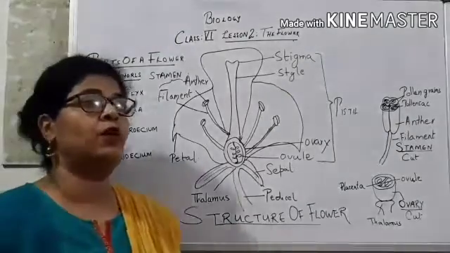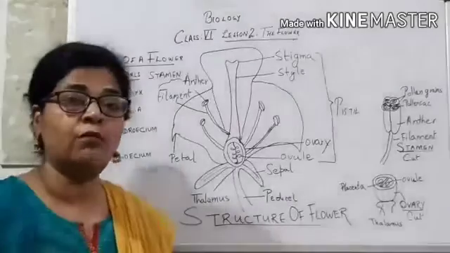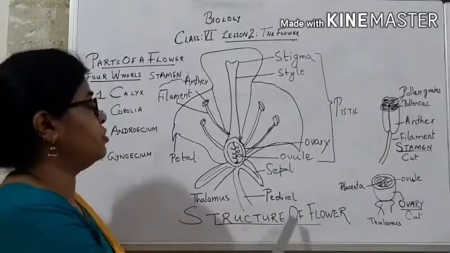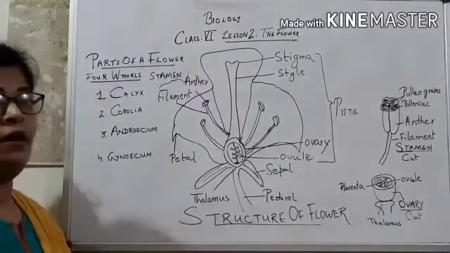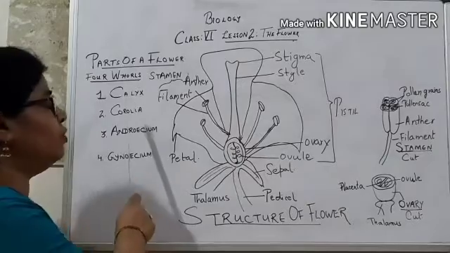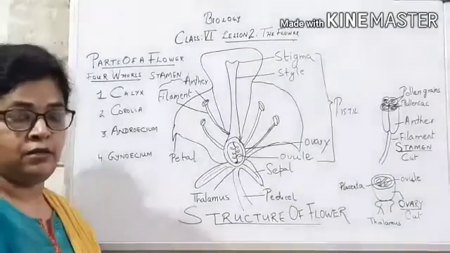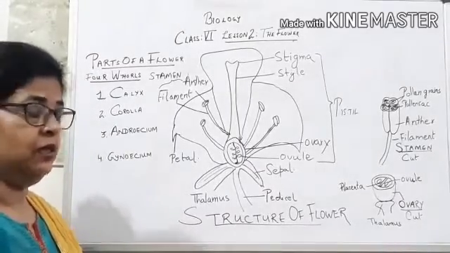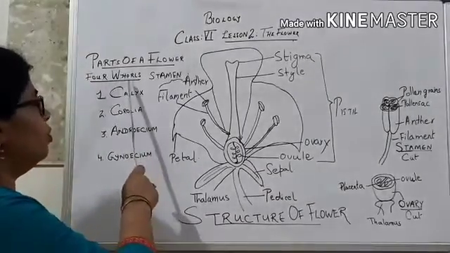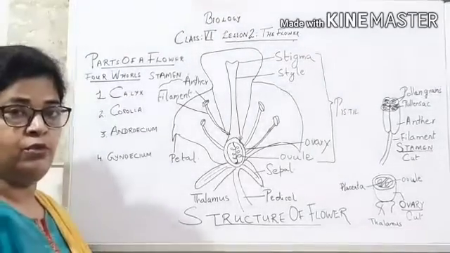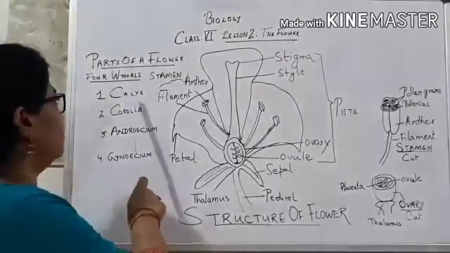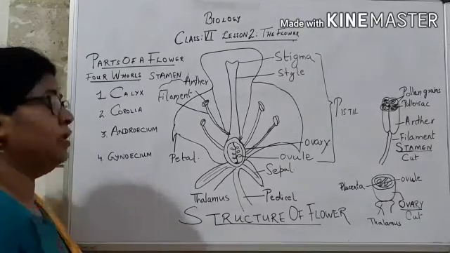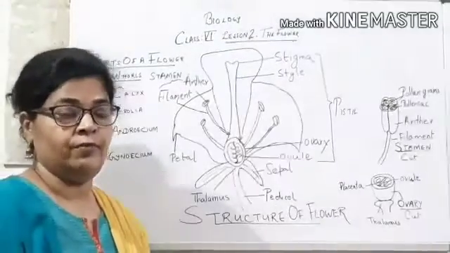Flower as such is a modified shoot. It develops from a floral bud. The topic which we are going to study is the structure of a flower, or parts of a flower. A flower has 4 different parts which are arranged one inside the other. These are called the 4 whorls. The first whorl is the calyx, the second is corolla, the third is androecium, and the fourth is gynoecium.